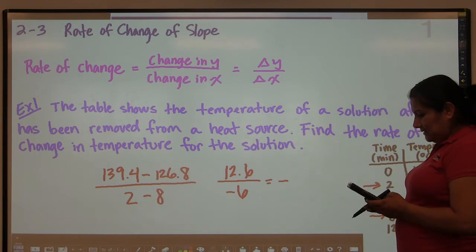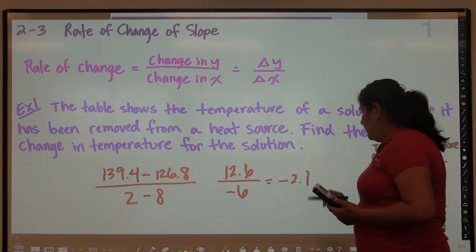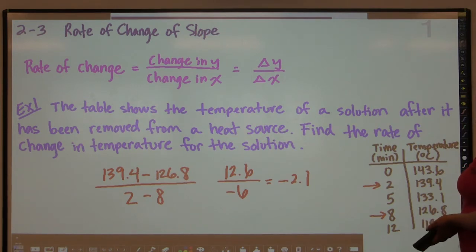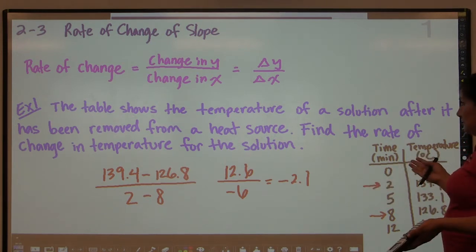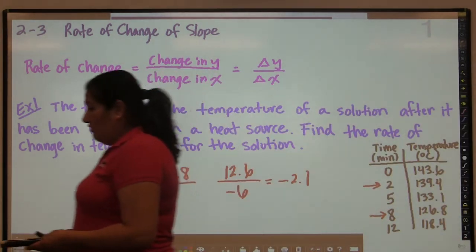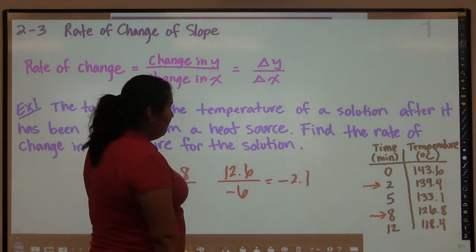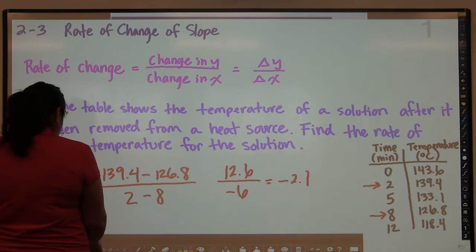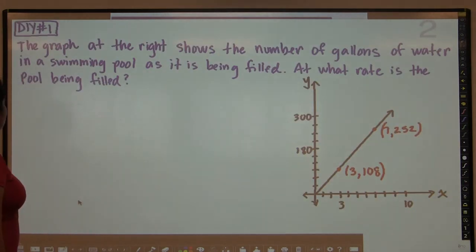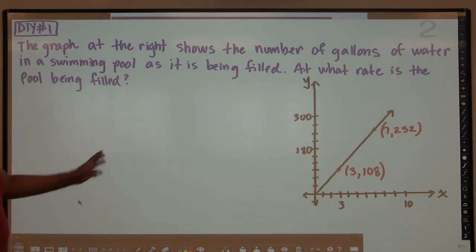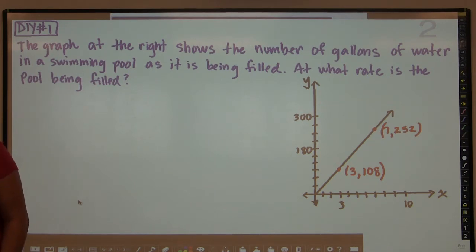12.6 divided by negative 6 gives us a whopping negative 2.1. So this tells us that the temperature is dropping 2.1 degrees every minute. They didn't really ask us to interpret the slope or the rate of change, but there you go. It is decreasing by 2.1 degrees Celsius every minute. So that is example 1, and we are going to give you a shot at doing one yourself, and there is the graph for you. And again, if you don't like my graph, it's too hard to read, you can also find it on page 76 of your textbook.